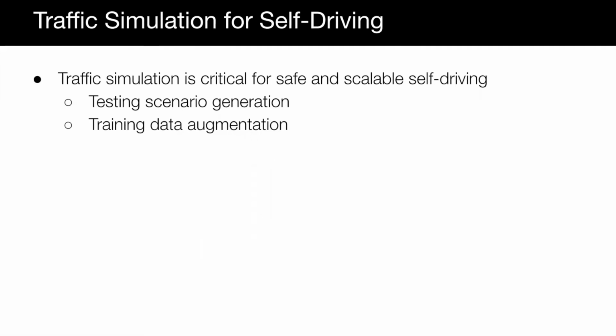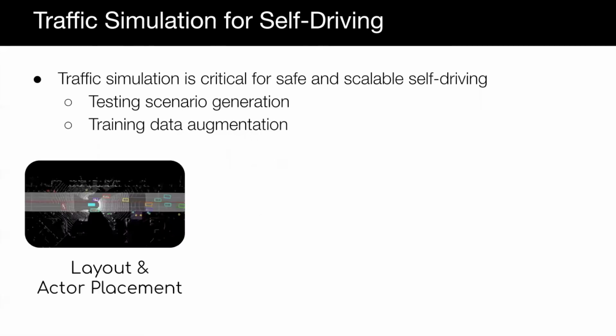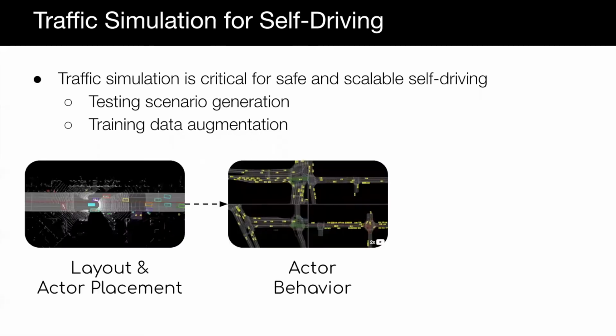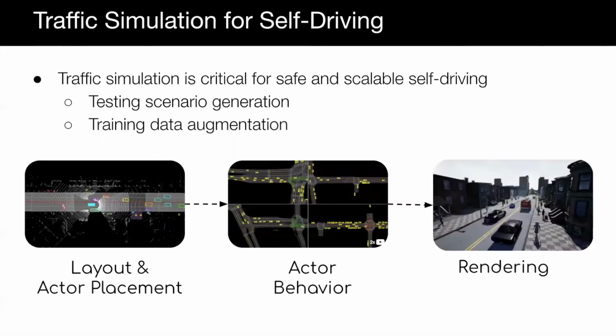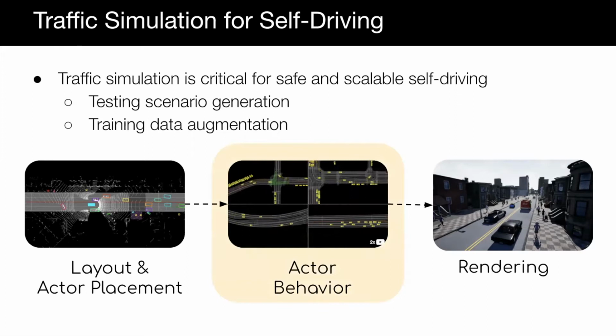To build a realistic scenario, we need to first place traffic actors on a map, then simulate their motion forward, and lastly, render the environment. In this work, we focus on the second step.